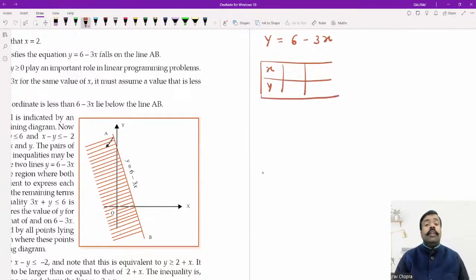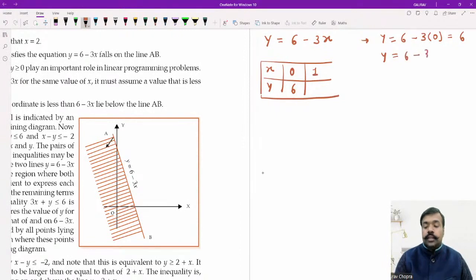So first, we can take the value of x. Let's say x is 0, we are taking a random value. If we take x as 0, then y equals 6 minus 3 into 0, so it will come as 6. So when x is 0, y will be 6. Then we can put some other value. Let us put x as 1. If x is 1, then 6 minus 3 into 1, so y will become 3.